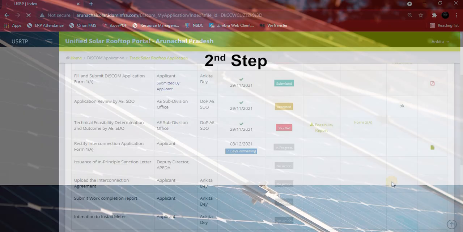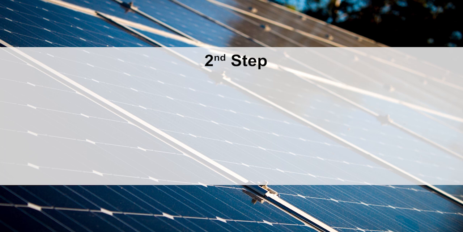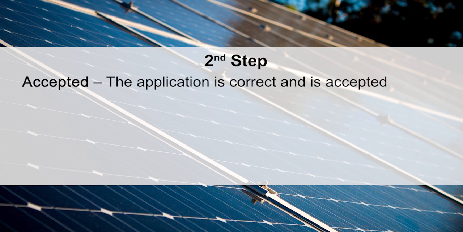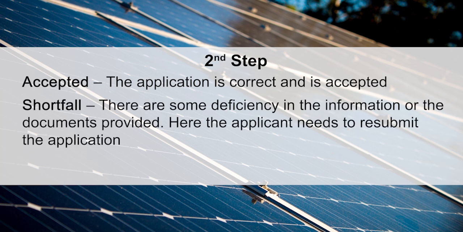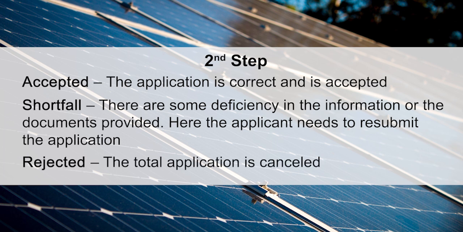In second step, the approver, that is AESDO, will review the application. Post-review, the application may have one of the following status: accepted. The application is correct and is accepted. Shortfall. There are some deficiencies in the information or the documents provided. Here, the applicant needs to resubmit the application. Rejected. The total application is cancelled.